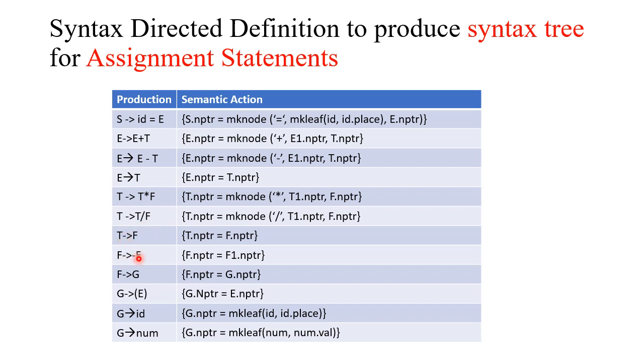F can be unary minus F, F can be G. G can be expression, G can be ID or G can be num. After constructing these productions, we have to find suitable semantic actions. When S gives ID equal to E occurs in the parse tree, we have to perform this action. This action means we have to create a node.